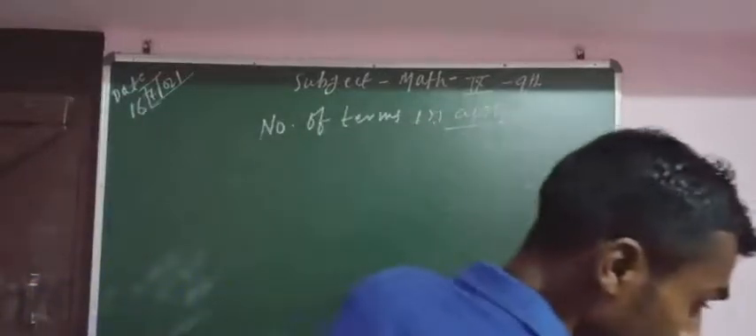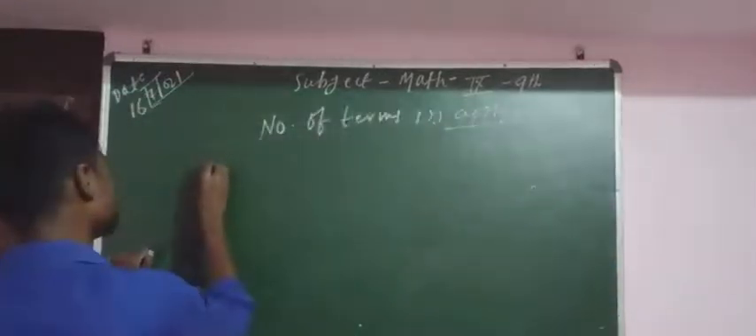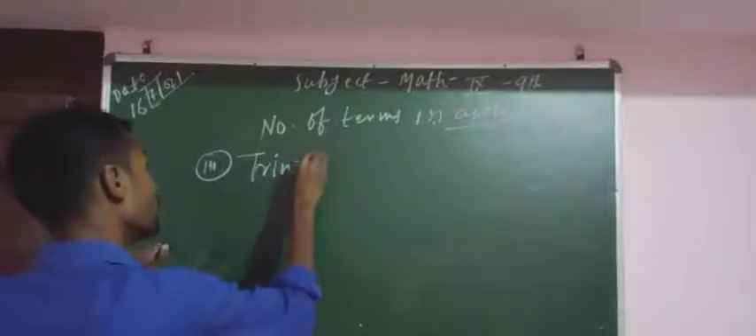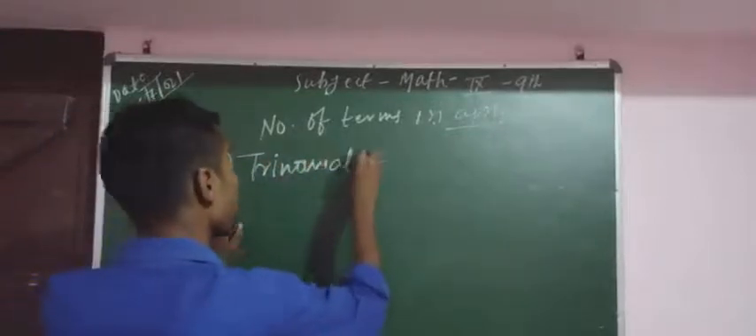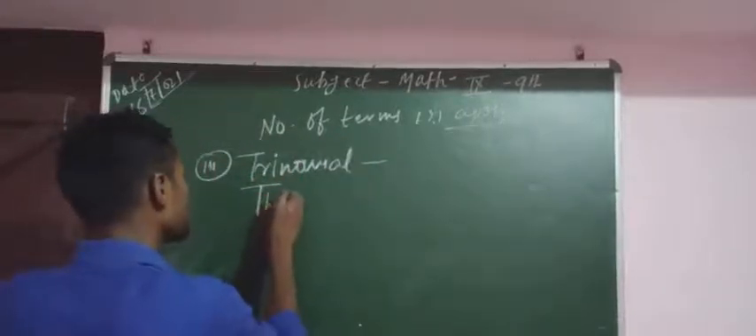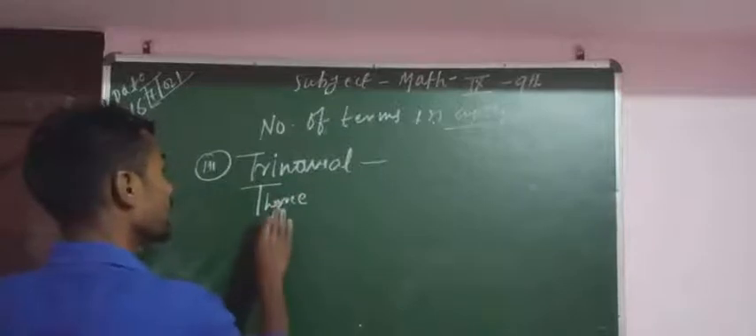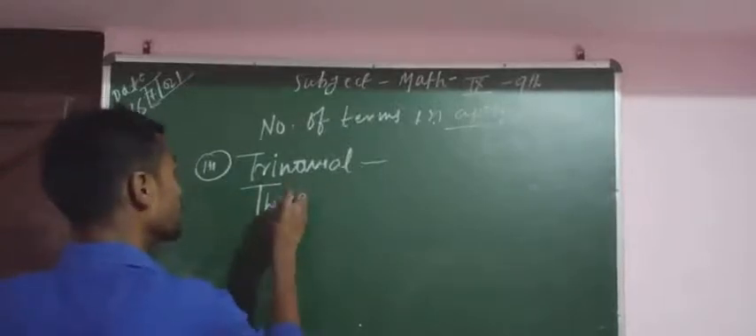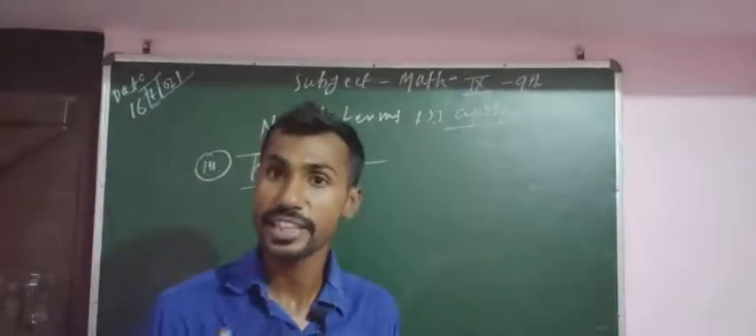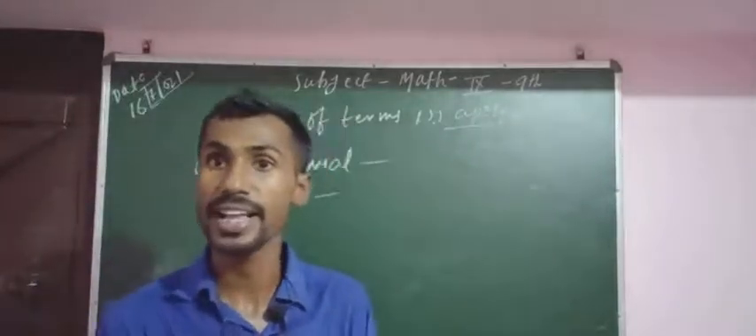The third one is trinomial. Tri means 3. A polynomial containing 3 terms.